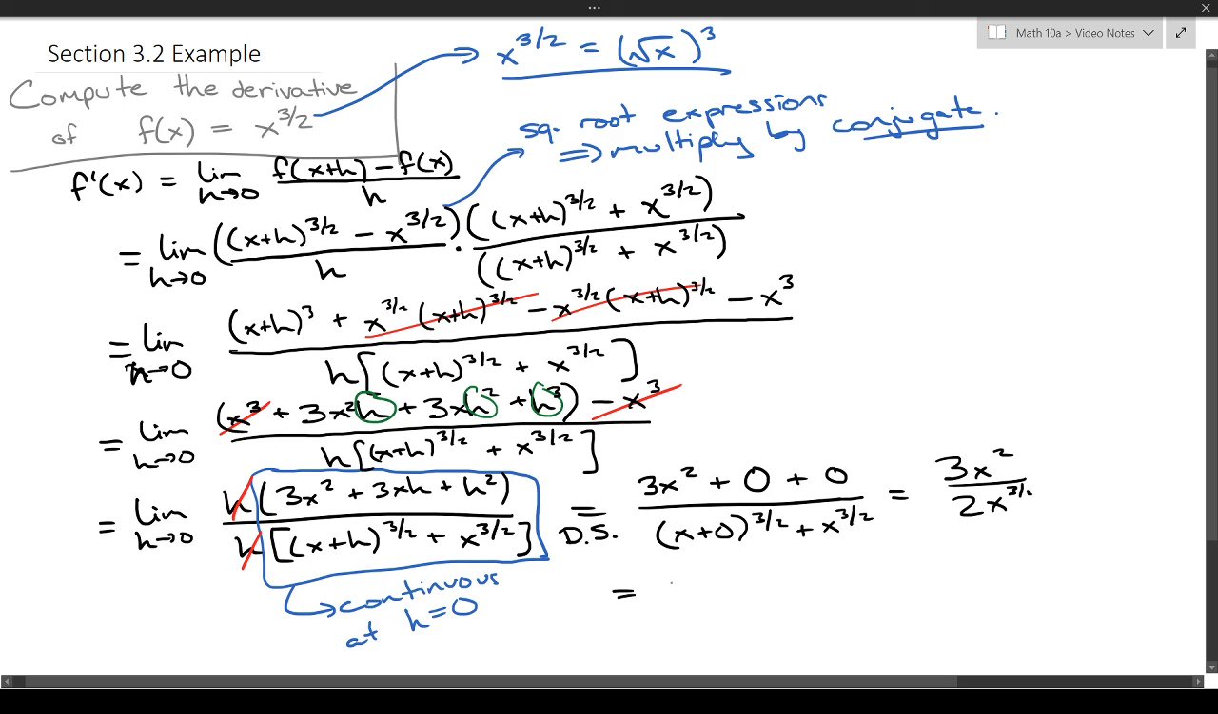So that is 3 over 2, x squared divided by x to the 3 halves. That is x to the 2 minus 3 halves, which is x to the 1 half. Or we could write that as 3 halves square root of x. So both of these are perfectly good ways to write your final answer.